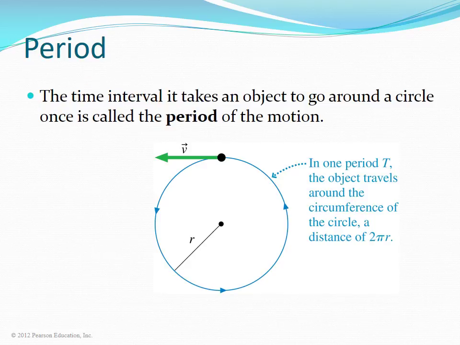The time interval it takes an object to go around a circle once is called the period of the motion. We give it the symbol of uppercase T. In one time period T, the object travels around the circumference of the circle.